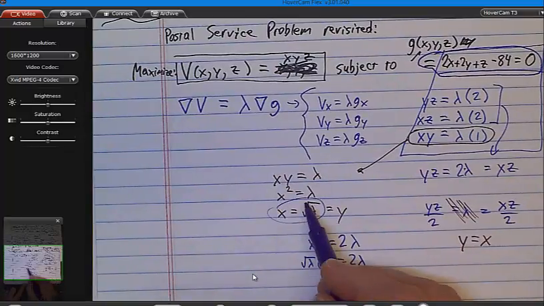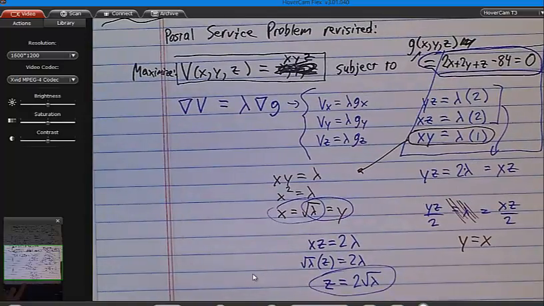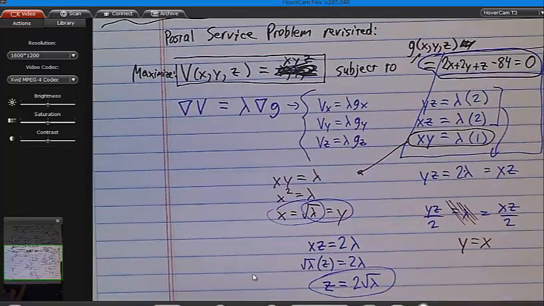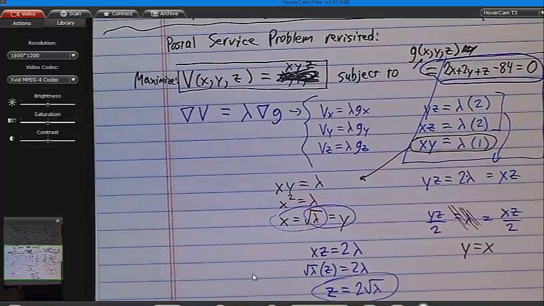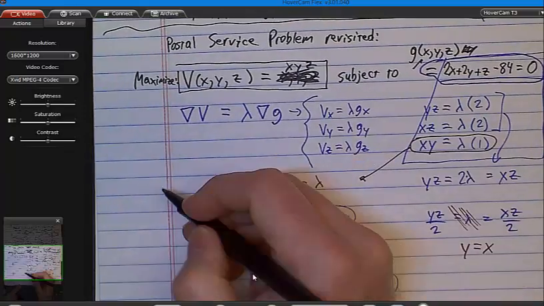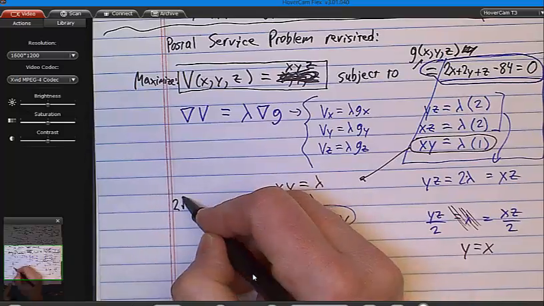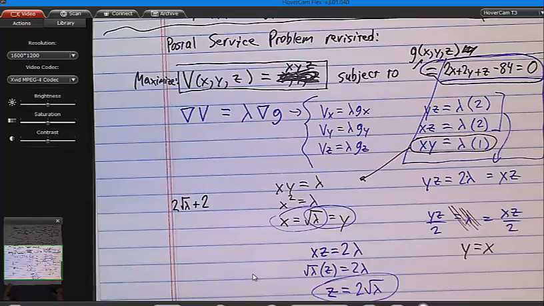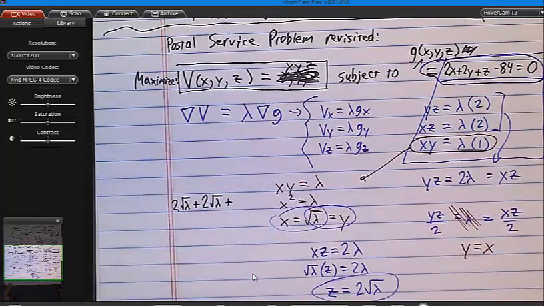So x is the square root of lambda, y is the square root of lambda, z is twice as big, which we remember that also, right? So we really are close. Again, I haven't used the constraint. Let's use the constraint. The constraint was, again, 2 times x. What should I write instead of x? Square root of lambda. Plus 2 times y. What should I write instead of y? Square root of lambda. Plus z. What should I write instead of z?